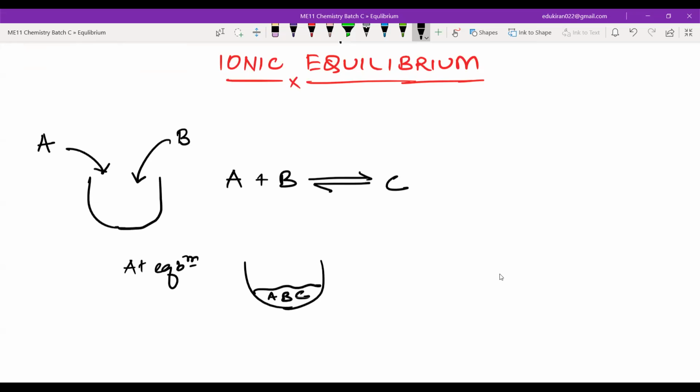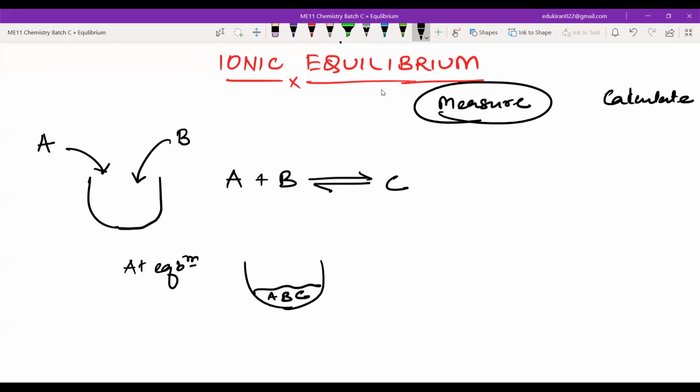This is something that was always happening. We had some product and we also had some reactant. Now, think about something. I always say this: there are some things which we can measure, and there are some things that we can calculate. Whenever the measurement is very difficult, we go for calculation.